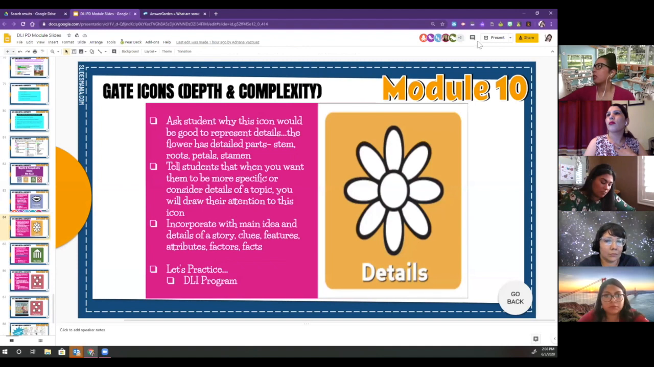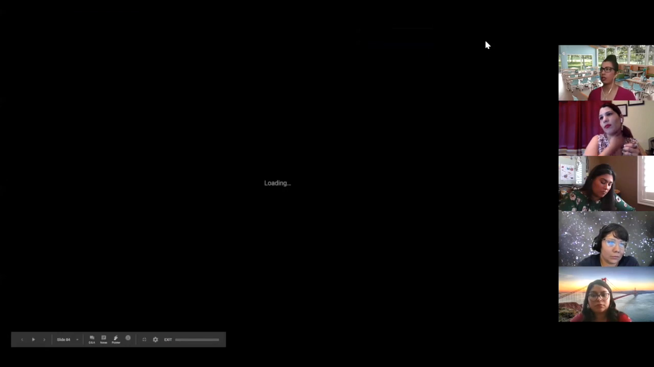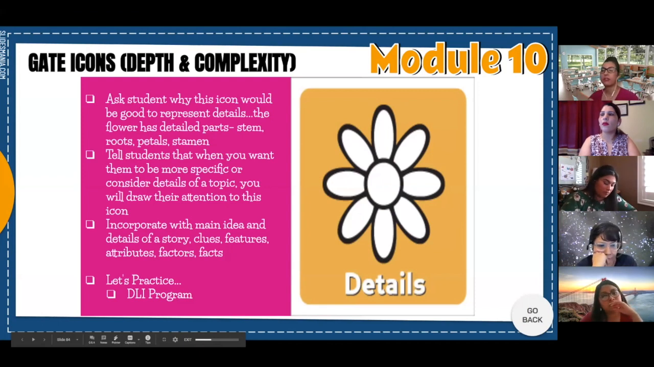All right, moving on to details. Can you see my screen again? Okay. You would use this to show the students that the reason why it's a flower, first of all, is that there are different parts to a flower. And so there are different details that you can incorporate when describing a flower. So there's the stem, the petals, the roots, etc.